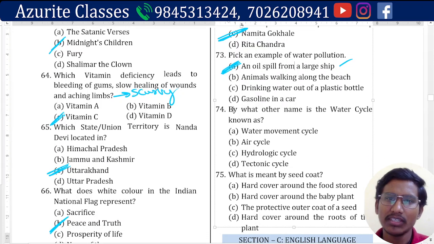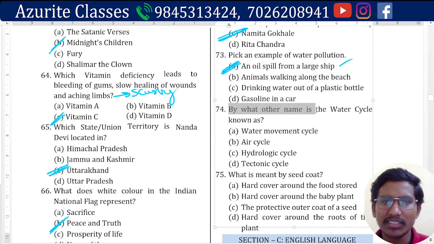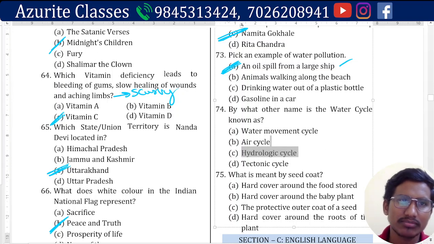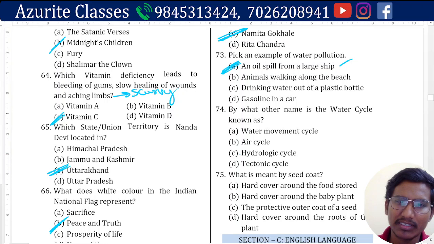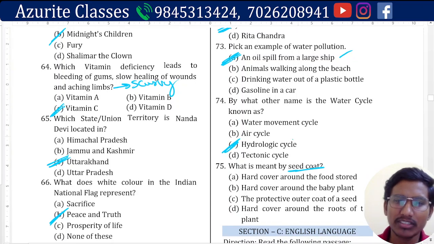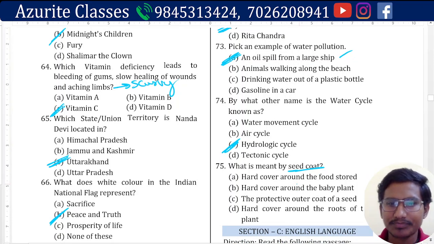Now 74. By what name is the water cycle known? That is hydrological cycle, right? So hydrological cycle, option C, is the answer for that. Okay, hydrological cycle. 75. What is meant by seed coat? Seed coat is the hard cover around the baby plant. Okay, that is B.